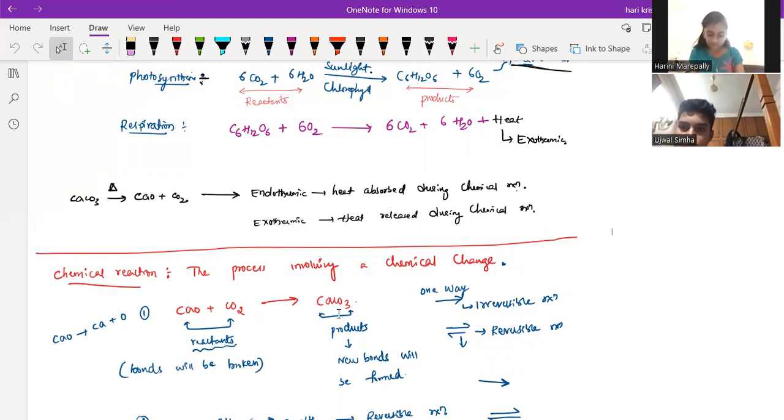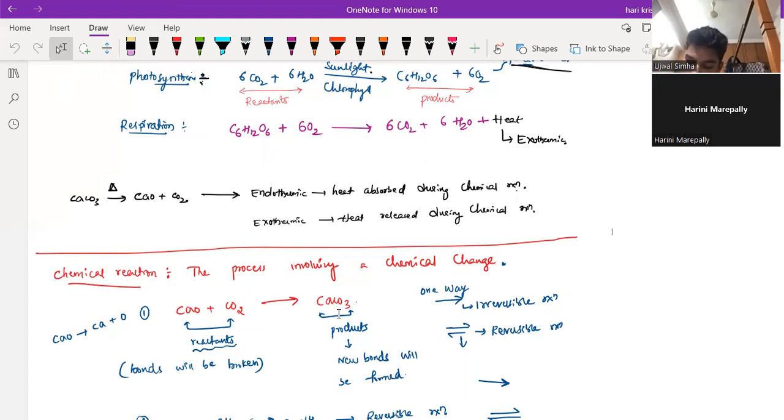Can you repeat, sir? Reactants are the species or the substance which react with each other to form the new products, or to give the new substance. Reactants are the substances which react with each other to form the new substance.